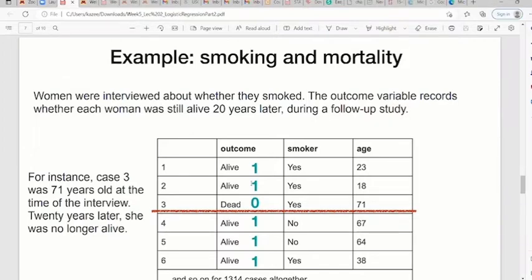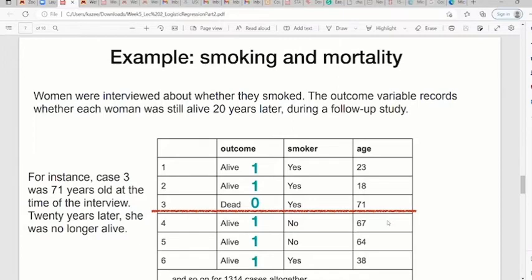Don't forget they were interviewed 20 years ago, and after 20 years, of course, we want to see the outcome, whether they're going to be alive or not. Take a look at what we have. The case study is telling you that the age of this person now will be 91, because they were interviewed 20 years earlier. So the age here is the age during the interview 20 years ago.